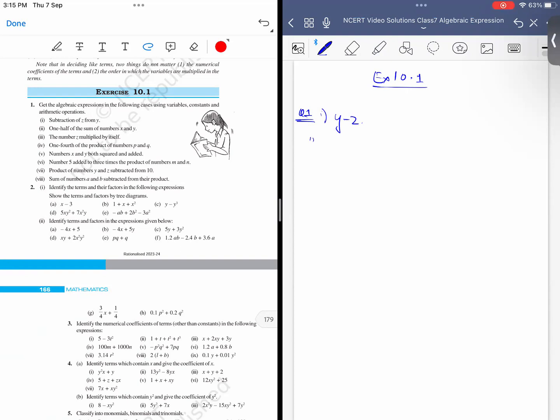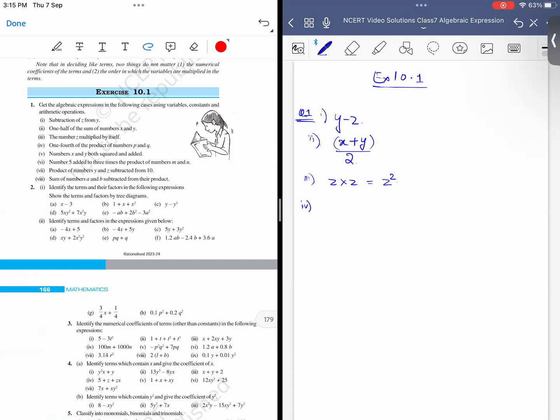Next, 1/2 of the sum of numbers x and y. First of all, the sum of numbers x and y is x plus y. And then it is saying 1/2, so that means divided by 2. Third one, the number z multiplied by itself. So z multiplied by itself, that is z into z, and in exponential form, it's z square.